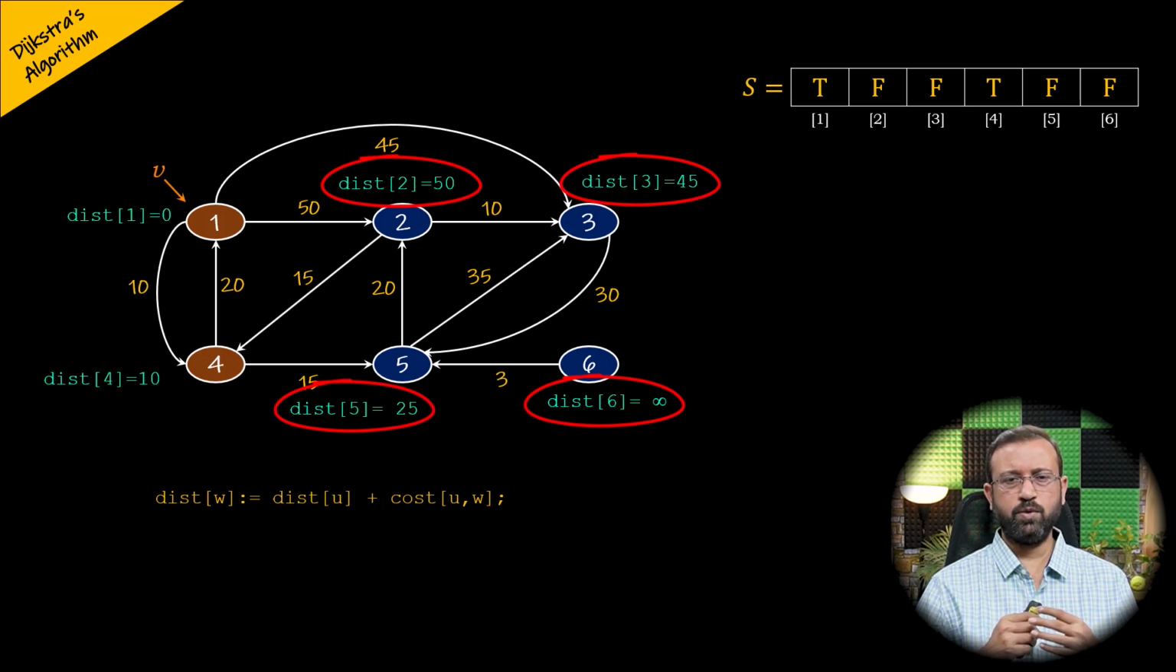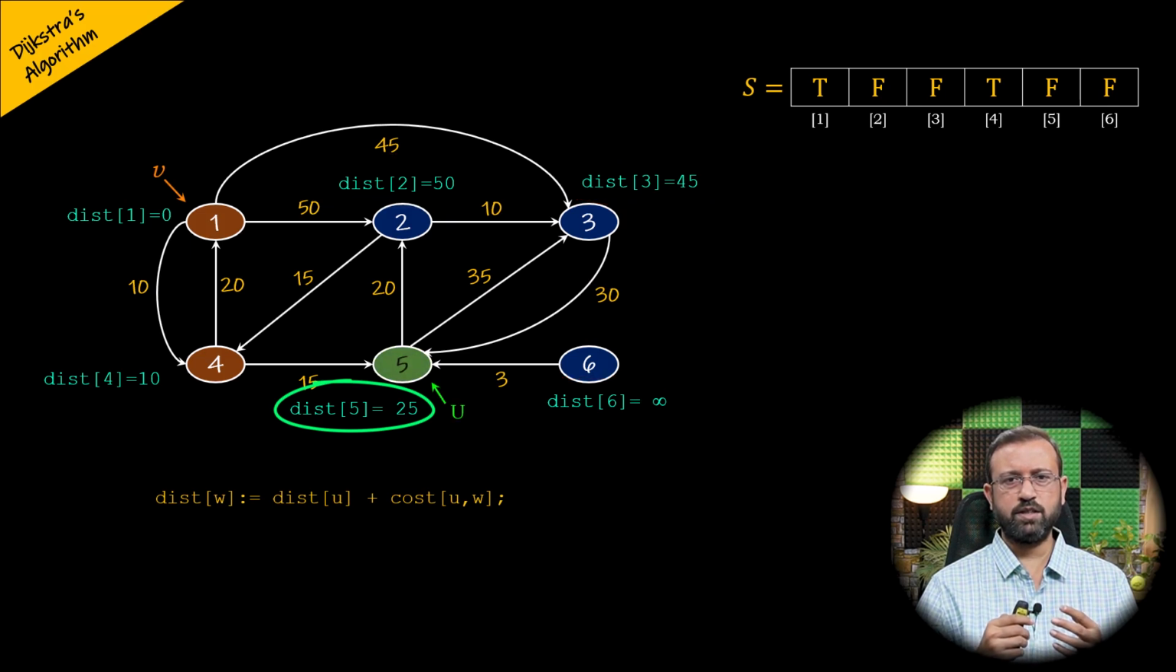So at this point, the minimum distance is 25 of vertex 5, and vertex 5 is not in set S because S of 5 is false. Therefore, vertex 5 becomes vertex u and is assigned to set S by making S of 5 as true. Now, we need to find all the vertices W adjacent to vertex u and not in set S.